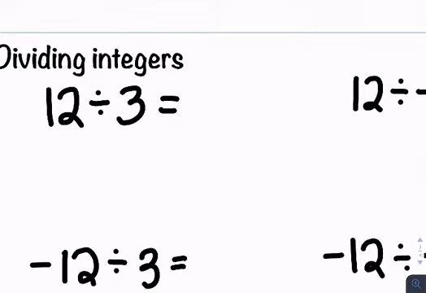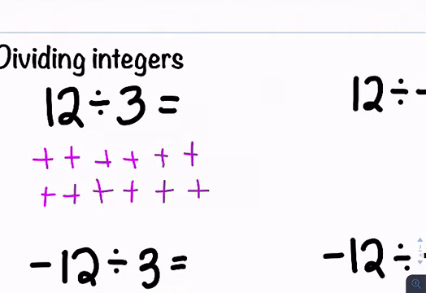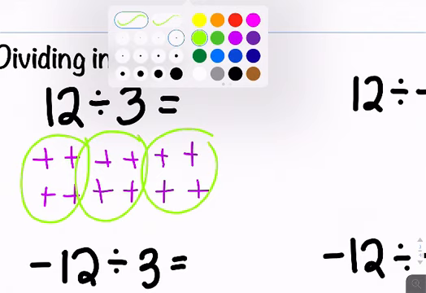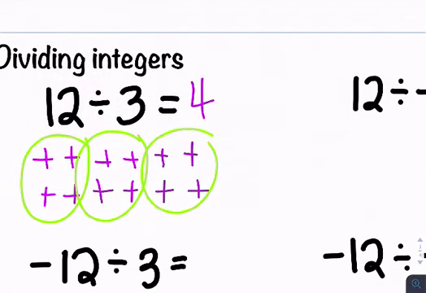Okay, so this first one, if I have 12 positives, and I divide them into 3 equal groups, 1, 2, 3, what do I have in each group? Positive 4. We know that 12 divided by 3 is positive 4.